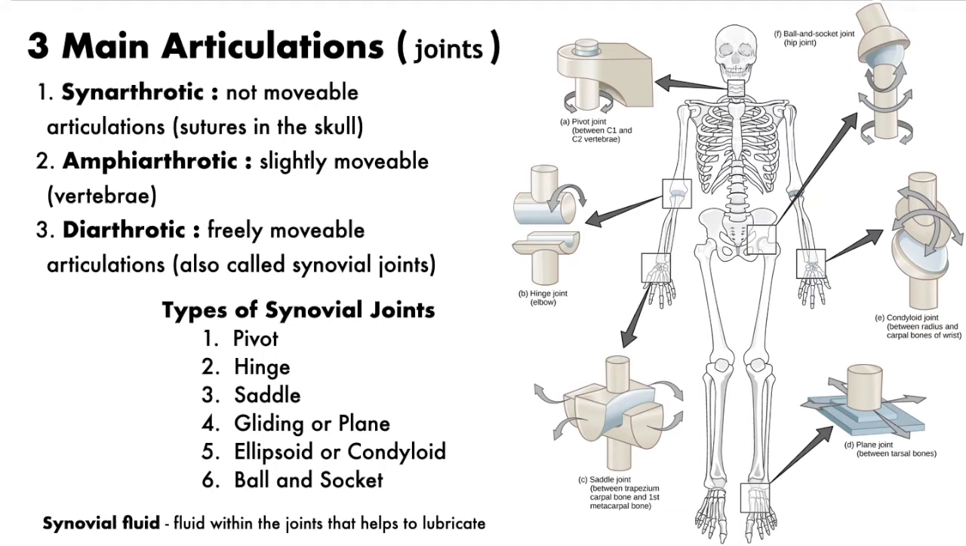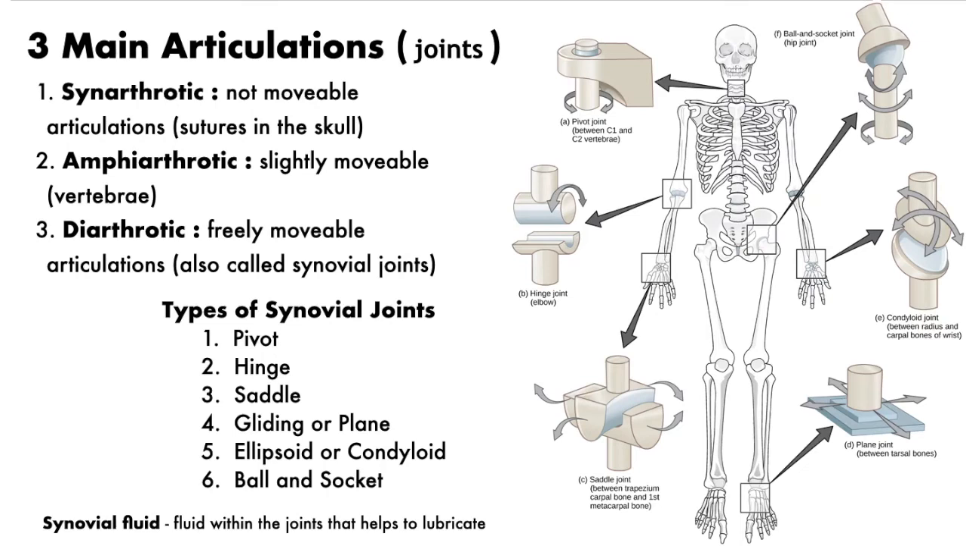Then we have the amphiarthrotic articulation, and that's a slightly movable joint. That's going to be like the vertebrae. Then we have the diarthrotic articulation, and that's a freely movable articulation. These articulations or joints are called synovial joints, and there are 6 types. Depending on different resources, you may only see the top 4. Some resources just focus on the top 4 types or the most common. We're going to include all 6 so that you're aware of them.